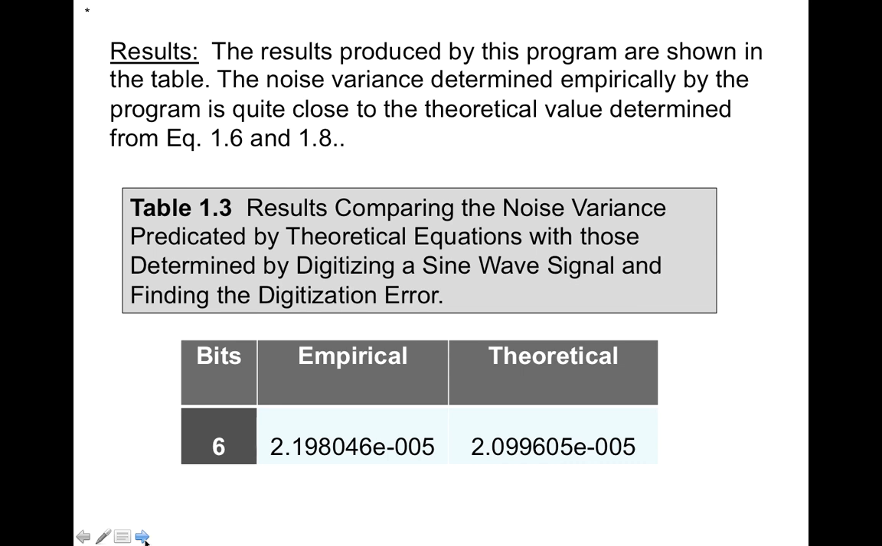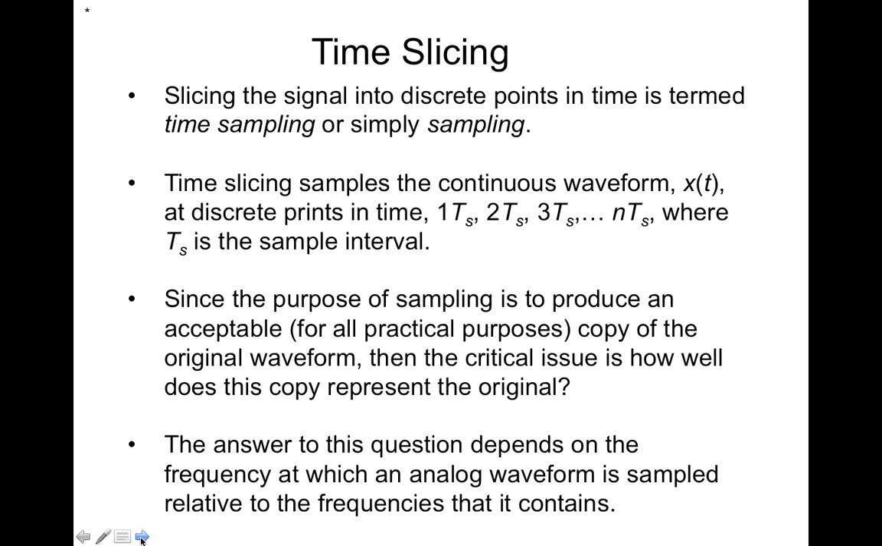So the noise variance that's determined empirically is pretty close to the theoretical value. The empirical calculation is just done through that MATLAB program. The theoretical value is done through that formula that we saw on a previous slide.